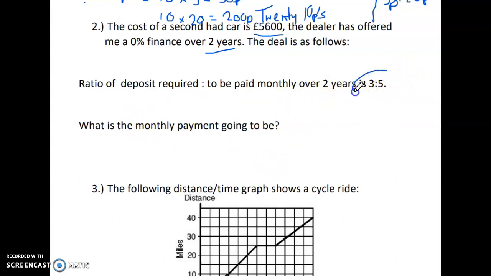So I need to deal with this ratio first. I'm splitting 5,600 in the ratio of 3 to 5. My first step is these two added together, so 3 plus 5 will give me 8. Step 2, here's my quantity, 5,600, shared by my answer for part 1, which was 8, which is 700.